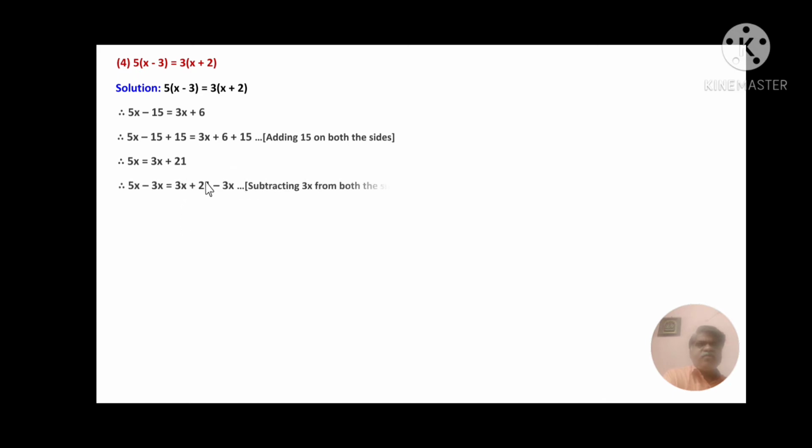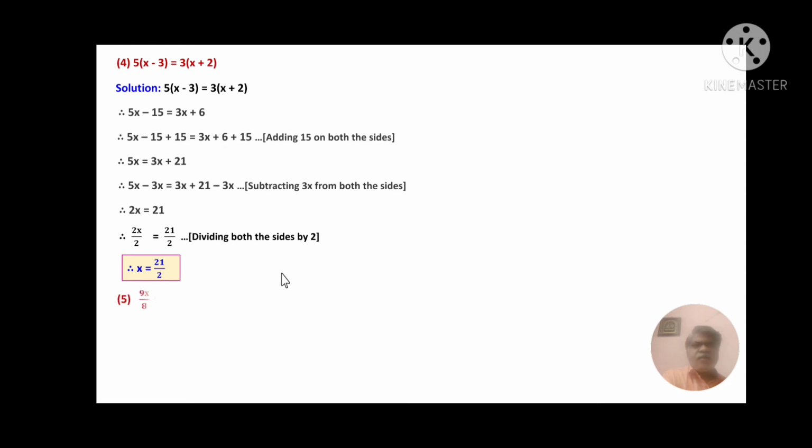Now we will subtract 3x from both sides. So 5x minus 3x is equal to 3x plus 21 minus 3x. From the right side 3x gets cancelled, and on the left side 5x minus 3x, that is 2x, you are getting is equal to this 21. Now let us divide both sides by 2. So 2x upon 2 is equal to 21 upon 2. Therefore, you will get x is equal to 21 upon 2 is the solution of the given equation.